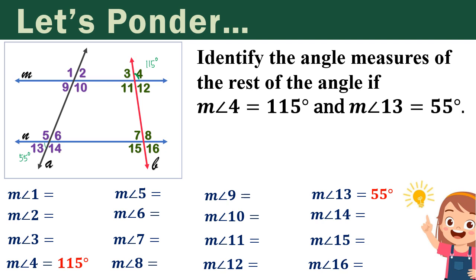So now, for angle 13, it is given that the angle measure of this is 55 degrees, and we all know angle 6 is its vertical angle, thus it is also 55 degrees, right? Now, after that, you can also see in here that angle 5 and angle 6 are linear pairs, okay? Thus, we are gonna find the supplement of 55 degrees. So, what is the supplement of 55 degrees?